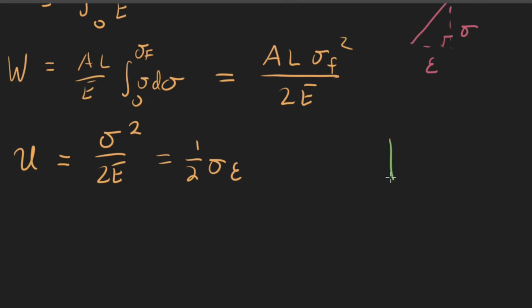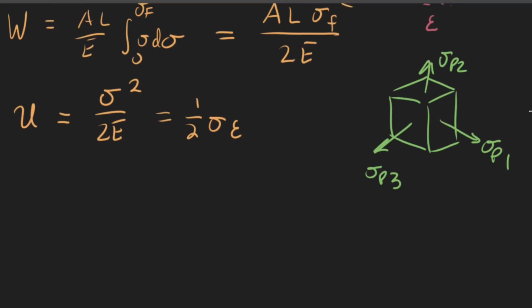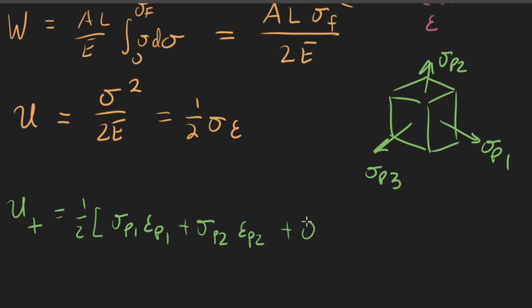So now what we're going to do is, instead of just having a material that has one load, like here, this is my sigma P1 in the principal state, we're going to have all three axes. So we're going to have a principal in the other direction and a principal in this direction as well. And when we add up the energy absorbed by the material under all three of these loadings, it's just going to be the same as adding each of these up. So we'd say that U total is equal to 1/2, and then we'll have our principal stress and strain 1 plus 2 plus, and then our third one.